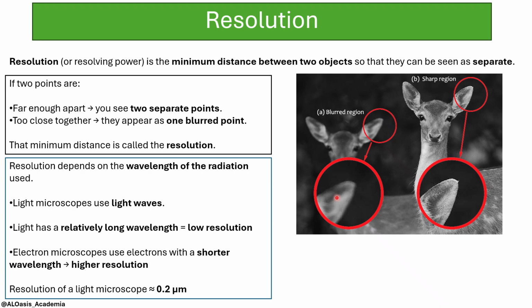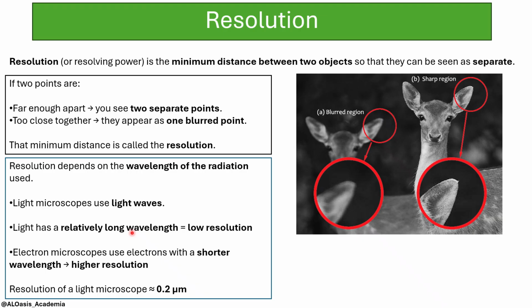So what does affect resolution, or what does resolution depend on? What makes a microscope give you a low resolution image, and another microscope give you a higher resolution image, all depends on the wavelength of the radiation that is used in the microscope. In light microscopes, the one that we just covered, we are using, obviously, as the name hints, light waves. And light waves have a relatively long wavelength.